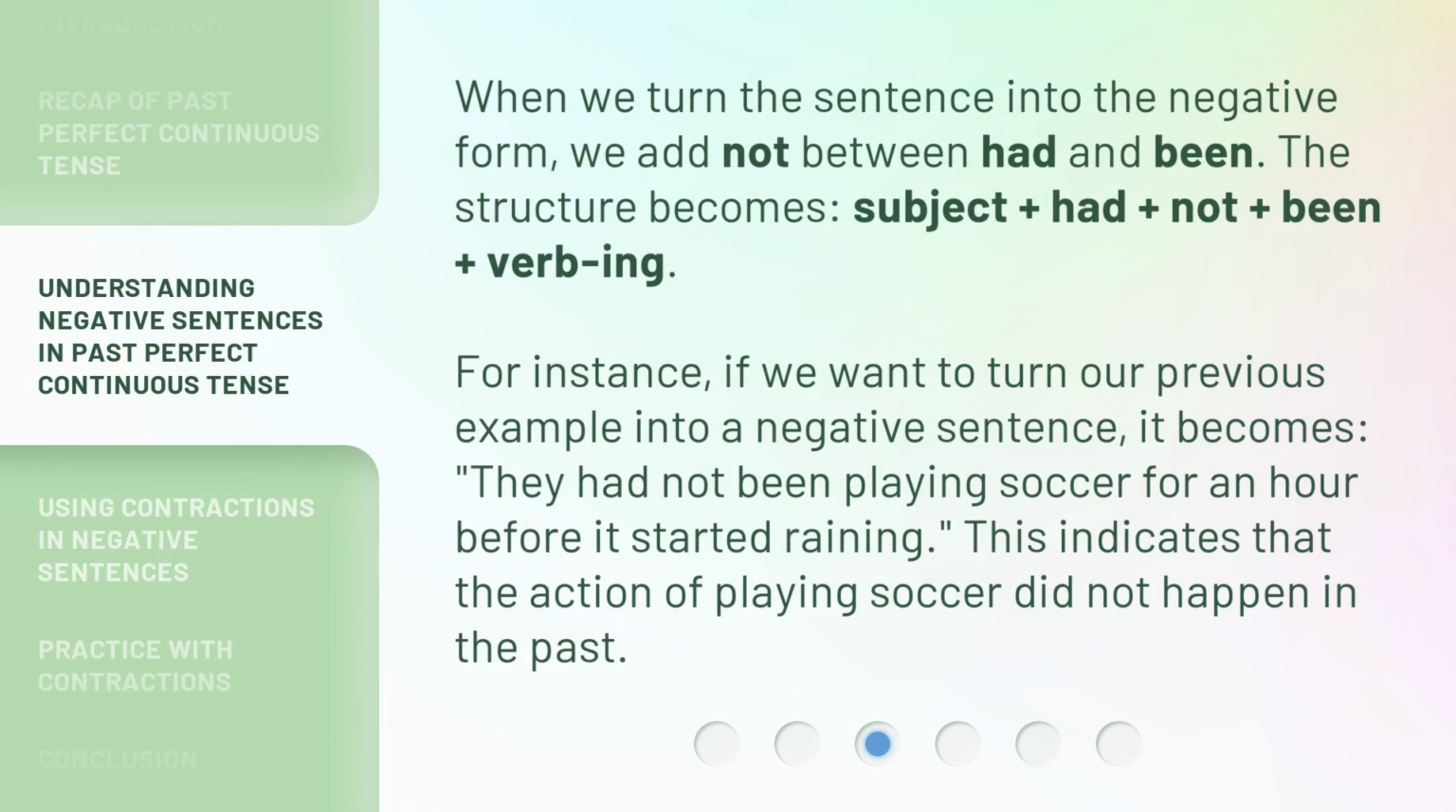When we turn the sentence into the negative form, we add not between had and been. The structure becomes subject plus had plus not plus been plus verb ing. For instance, if we want to turn our previous example into a negative sentence, it becomes they had not been playing soccer for an hour before it started raining. This indicates that the action of playing soccer did not happen in the past.